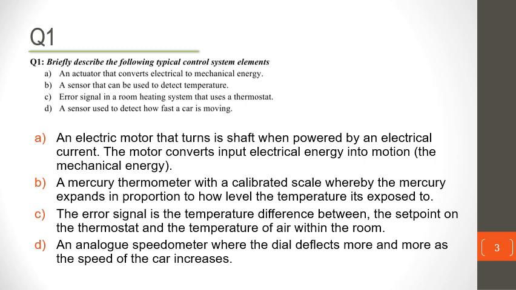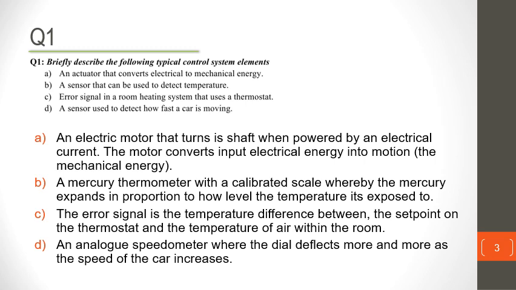briefly describe the following typical control system elements. An actuator that converts electrical to mechanical energy. So the most obvious actuator in this case would be an electric motor. And our description is an electric motor that turns its shaft when powered by an electrical current. The motor converts input electrical energy into motion.